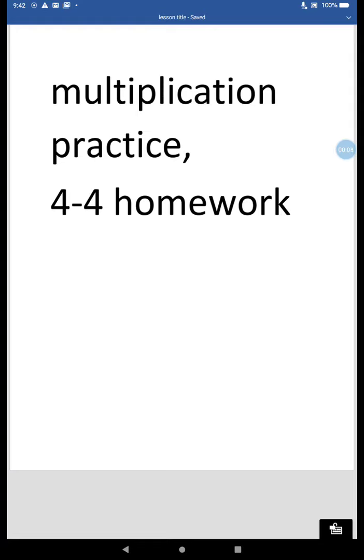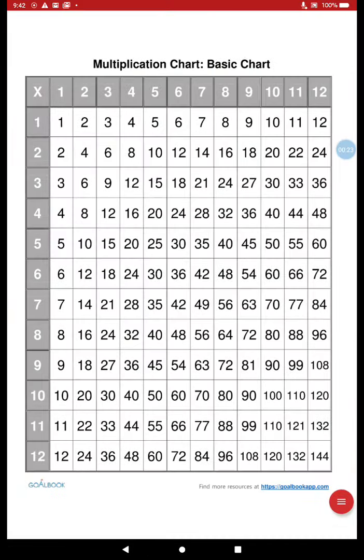This week for our math, we're going to continue on with our unit of multiplication. And today, we're going to call it multiplication practice. This lesson is going to go along with 4.4 homework.